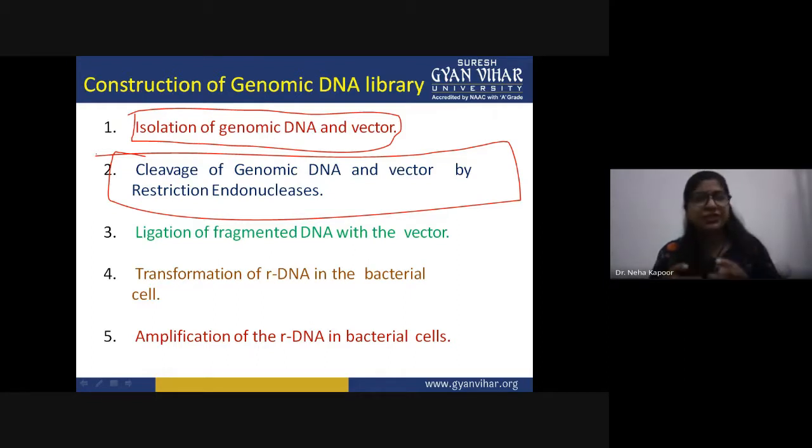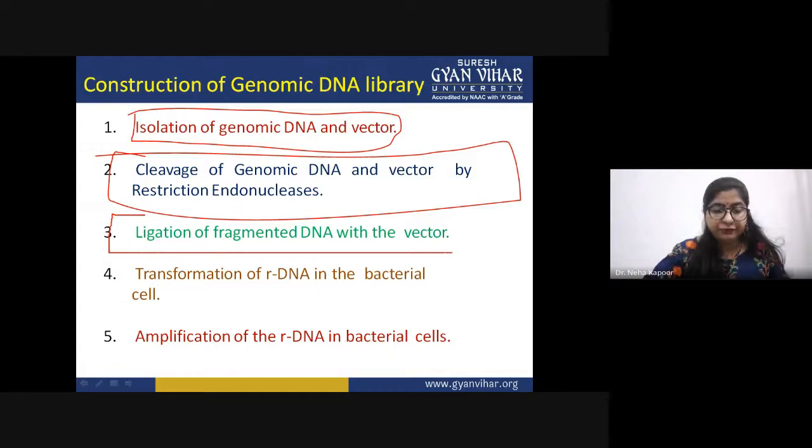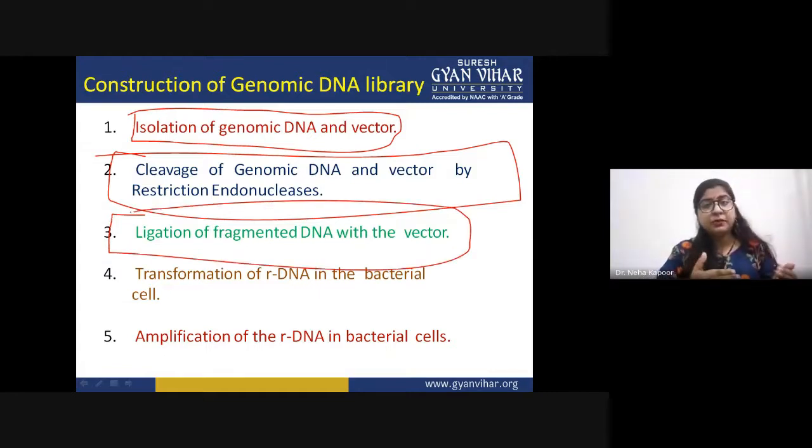After this restriction digestion, whenever you have a lot of fragments in your hand, the next step is ligation of that fragmented DNA within the vector. That means we will be going for cloning inside the vector molecule. After the recombinant vector is formed, the next step would be transformation of this recombinant DNA into the bacterial cell. That means we will be transforming this recombinant vector molecule carrying our gene of interest inside a bacterium. And the last step would be amplification of that rDNA, because we want a large amount of that recombinant DNA.